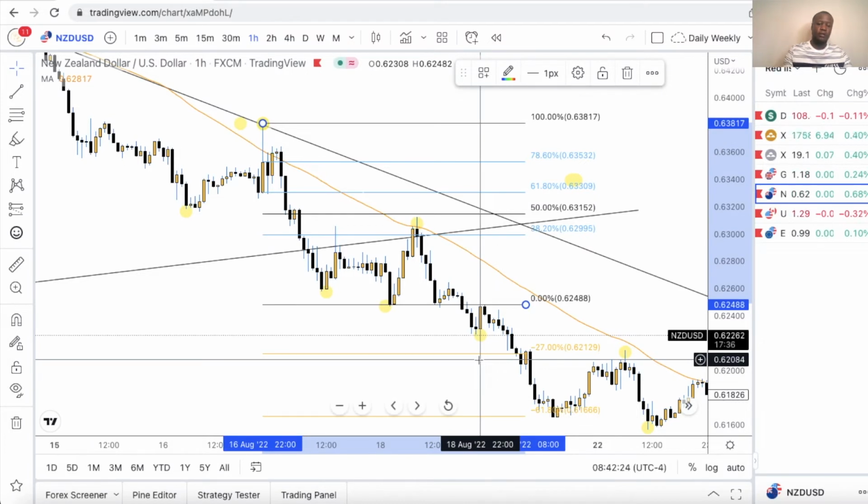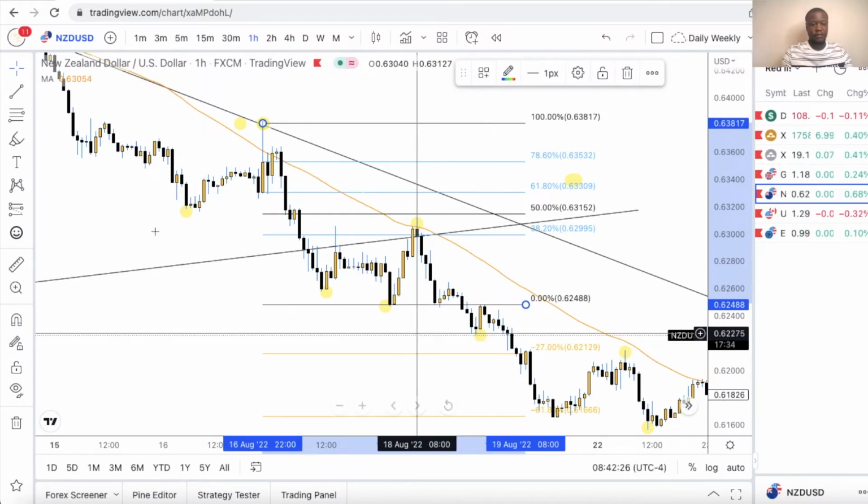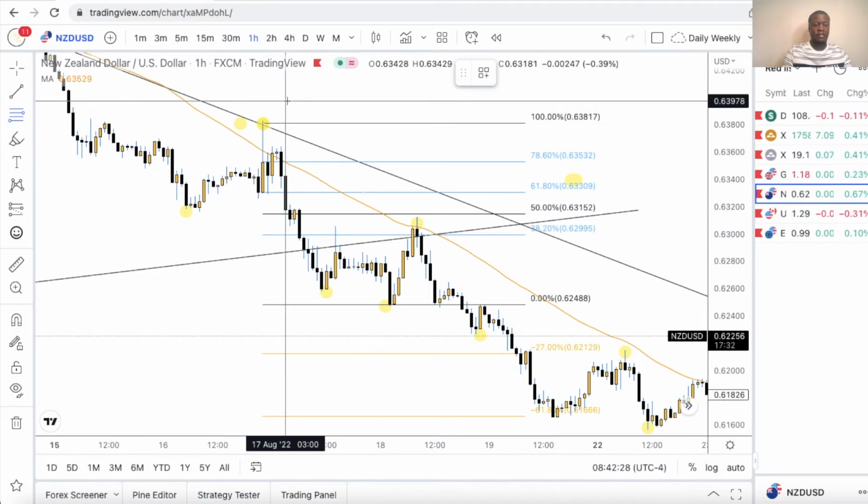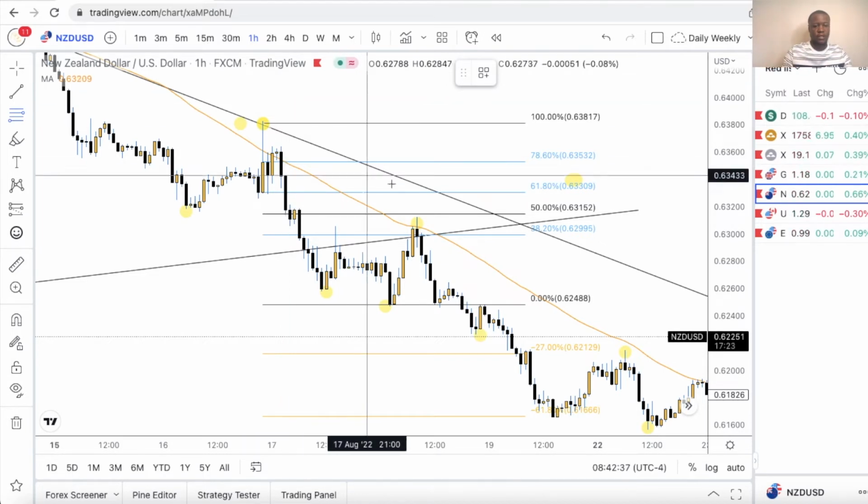On the pullback, using the Fibonacci, we pull out our Fibonacci tool, which is right here, and we use TradingView because it is the industry standard and just a clean, crisp layout to use when trading the forex market.